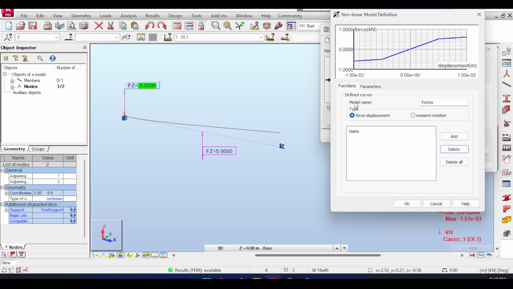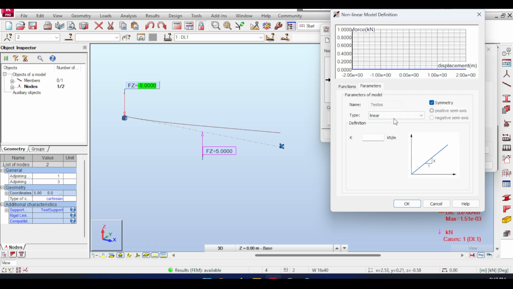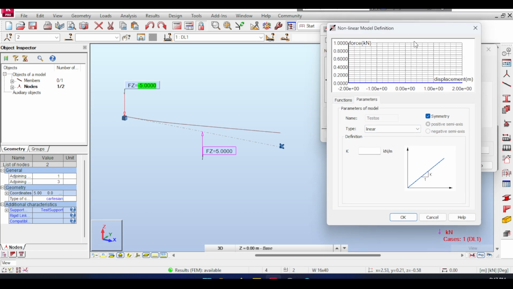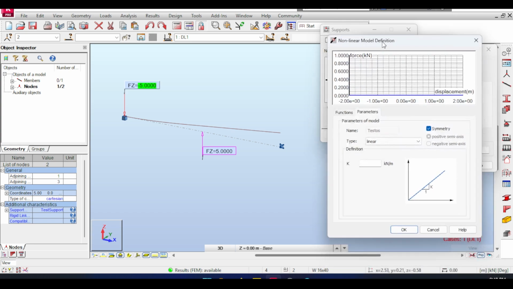So how do you define a model? You write the model name and click add. You can define a force displacement or moment rotation. Now, because we are dealing with forces here, I'm going to define a force displacement nonlinear model. I clicked add, so now I have Testos. And if you want to modify it, you select it first, and then you go to parameters. In parameters, you can choose any model you want. If you choose linear, then it defeats the purpose, because you want a nonlinear model. You can just choose linear here, right? Or elastic. What's the point even?